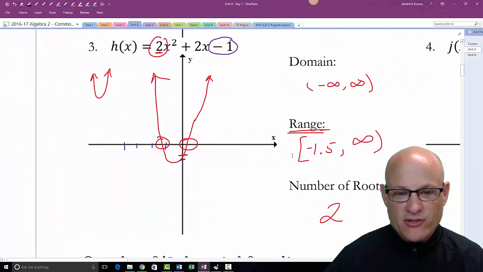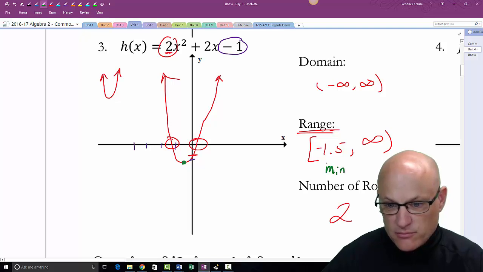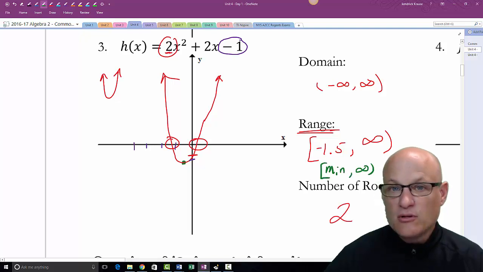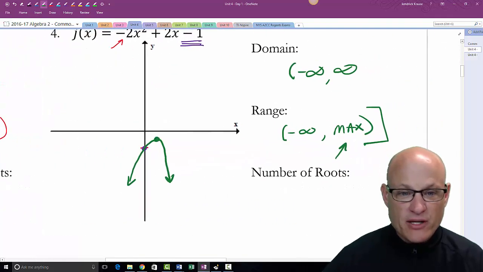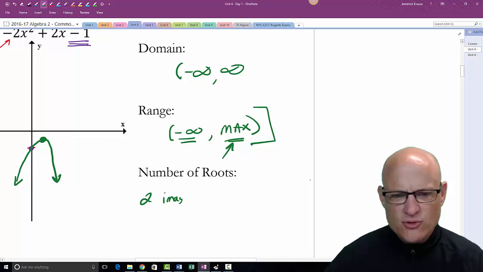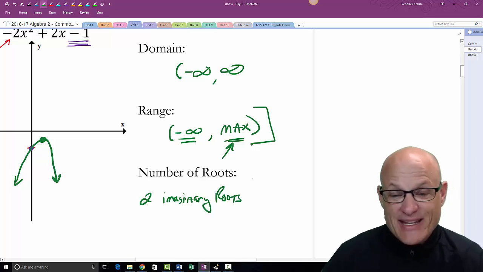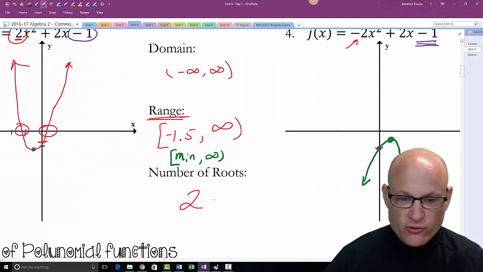Now over here, because this is down at the bottom, this is really the minimum, comma, infinity. And when it's a maximum, when this is the top, the biggest value, when the vertex is the top point, then it's from negative infinity to a maximum. And in this case, there's two imaginary, can you see that? Two imaginary roots or solutions, okay? Only because it doesn't hit the x-axis. In this case, there were two real solutions.